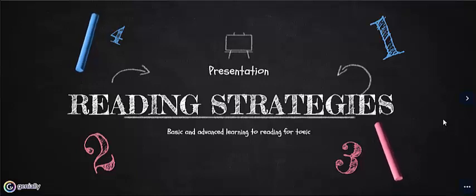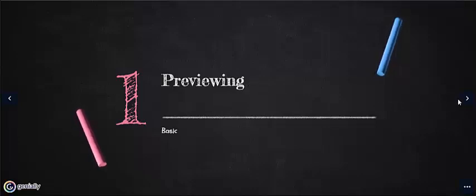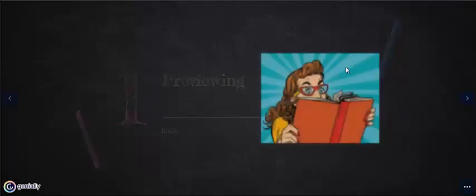This is the presentation for reading strategies for basic. The first strategy is previewing. The purpose of this strategy is to preview what the text or the reading is about.